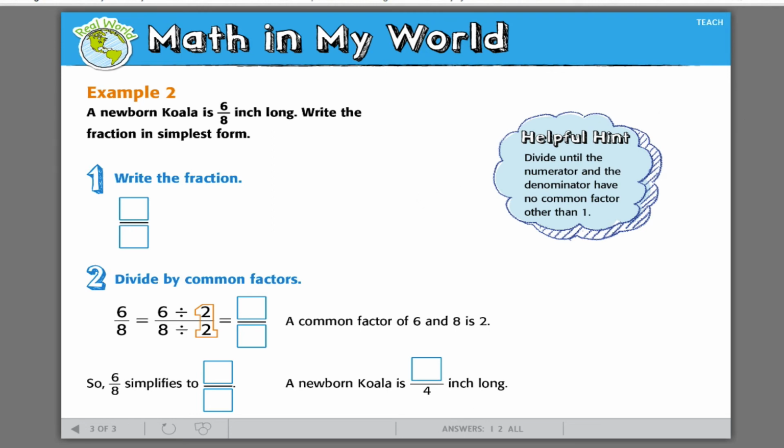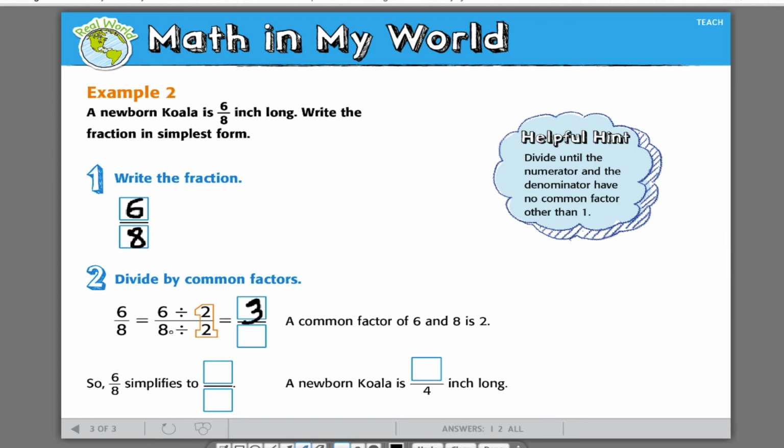Okay. In example 2, it says a newborn koala is 6/8 inches long. Write the fraction in simplest form. First we'll write the fraction 6/8. And we're going to divide by the common factors. In 6/8, the biggest number that they're both divisible by happens to be 2. And so we will divide 6/8 by 2/2.